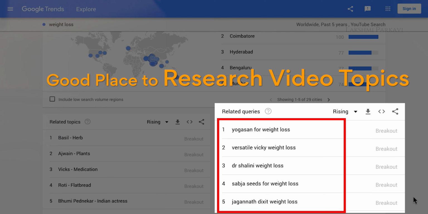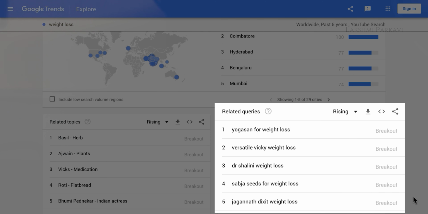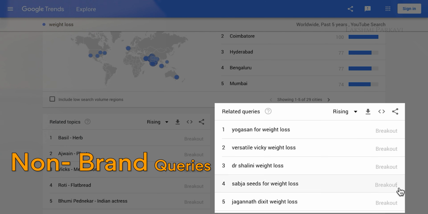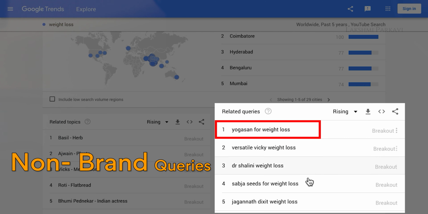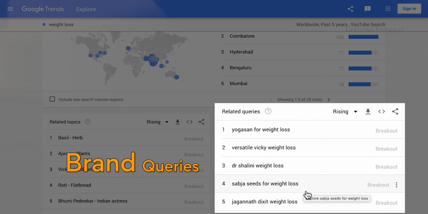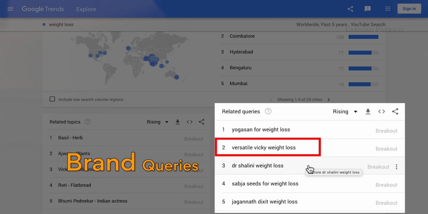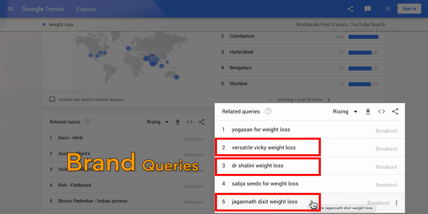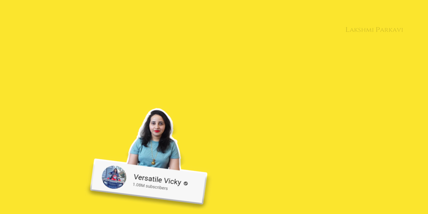Now what we'll do is, we'll classify these search queries into 2 types: branded queries and non-branded queries. Non-branded queries are Yogasan for weight loss and Sabja seeds for weight loss. Branded queries are Versatile Wiki, Dr. Shalini, and Jagannath Dikshit.